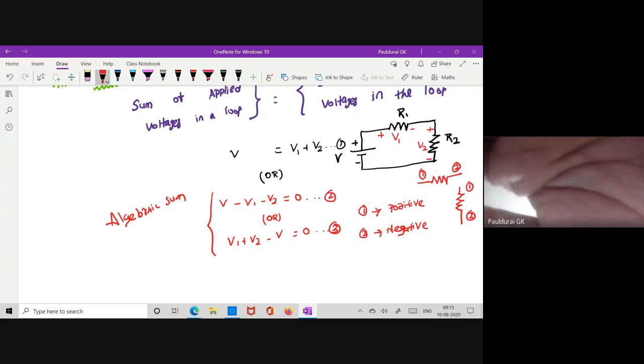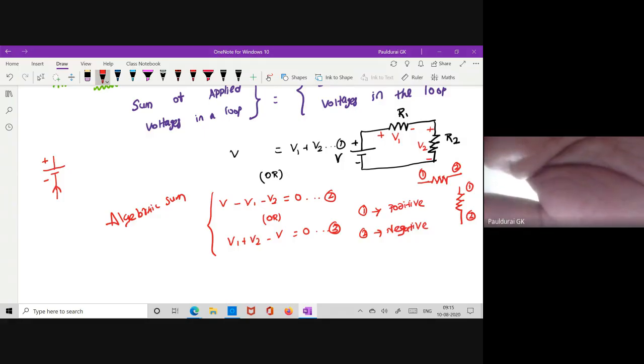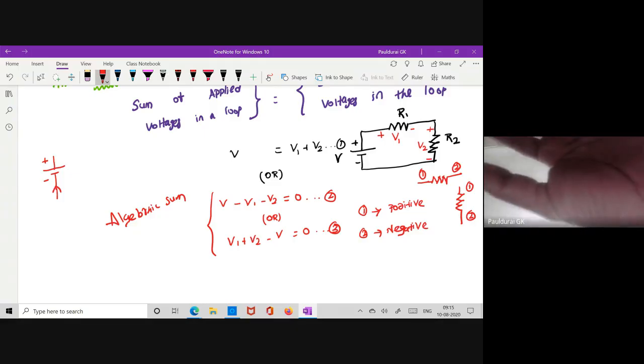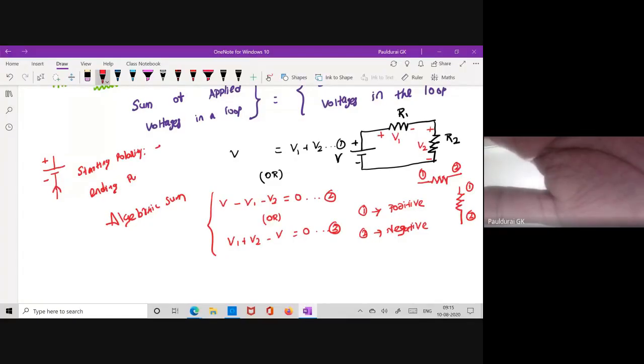From the KVL point of view, now listen properly. Take this voltage source, right? I'm writing here. This minus, this plus, right? Suppose I'm traveling in this direction, upwards. Just assume I'm traveling upwards. So what is my starting polarity? Here you want to use the words starting polarity and ending polarity, like entering current and leaving current. What is the starting polarity? Negative. What is the ending polarity? Positive. So starting polarity negative, ending positive.